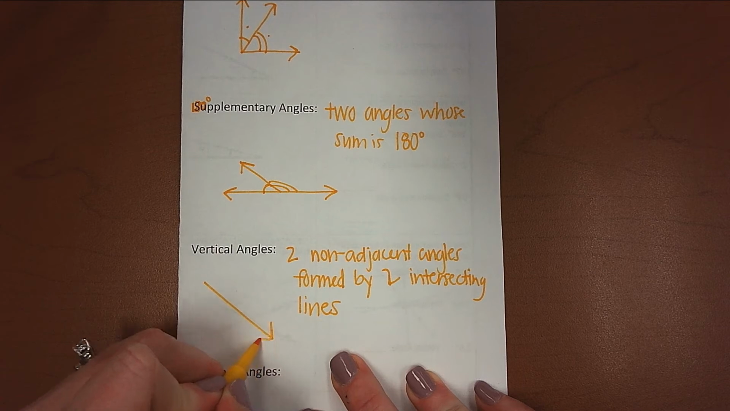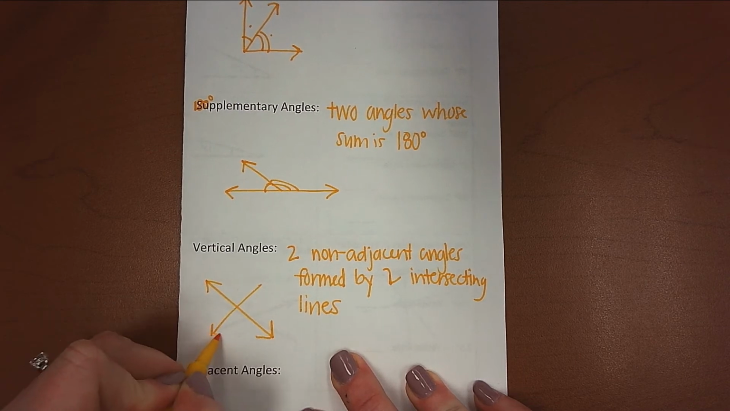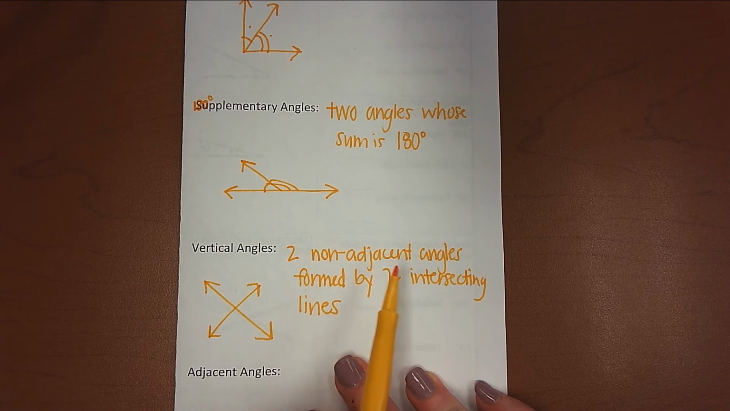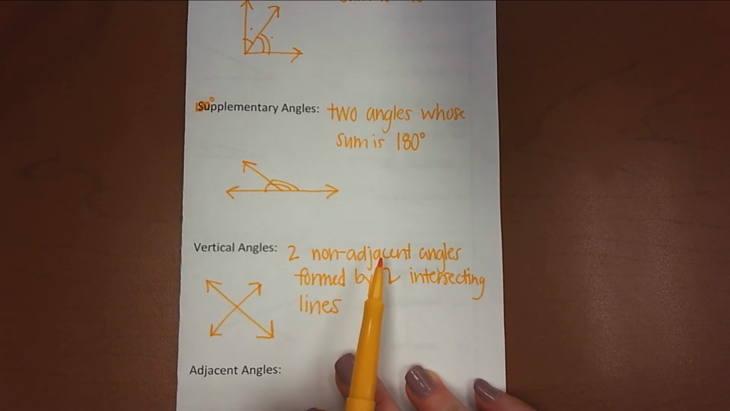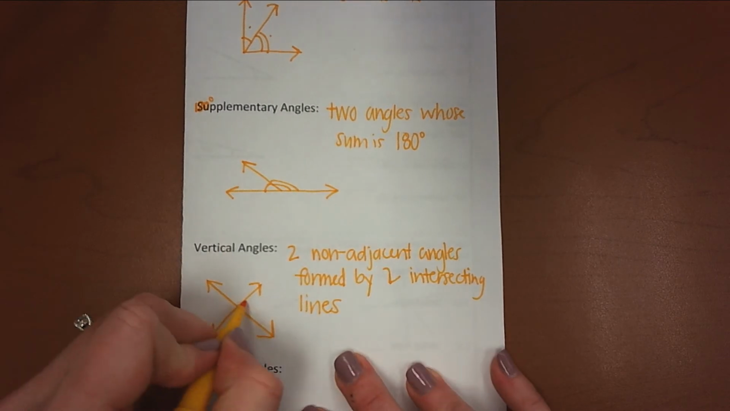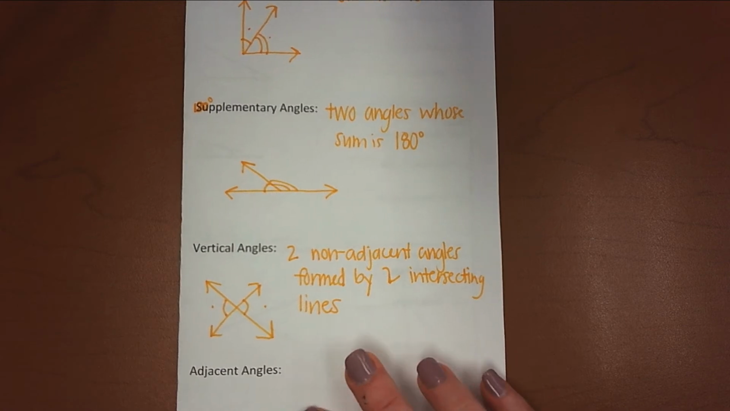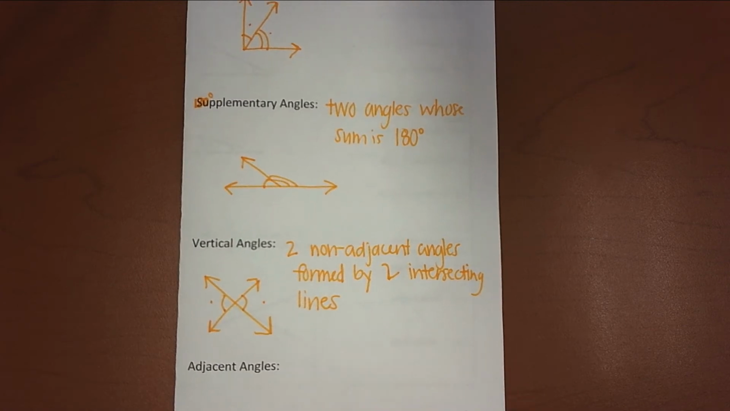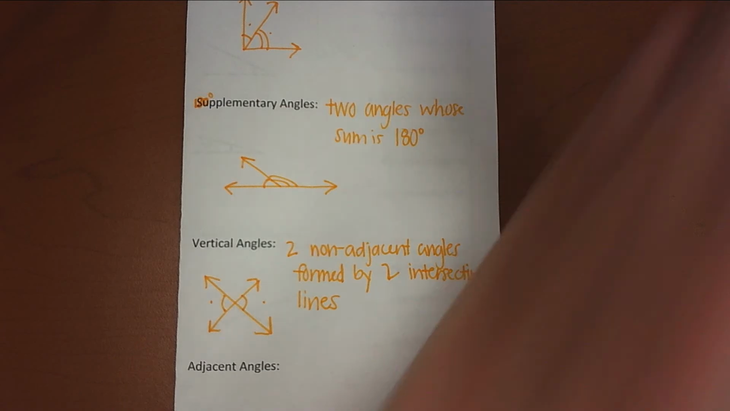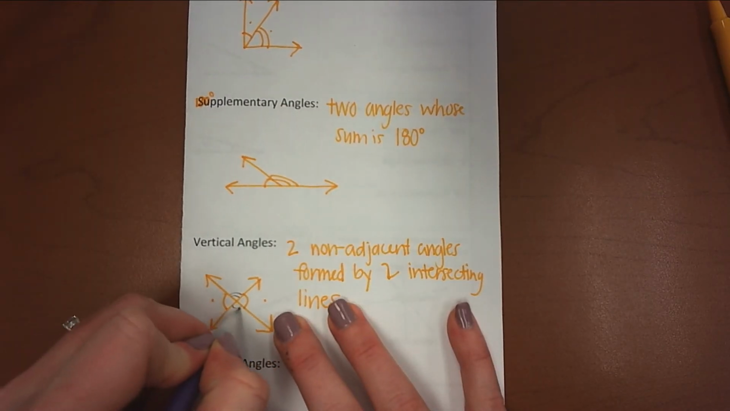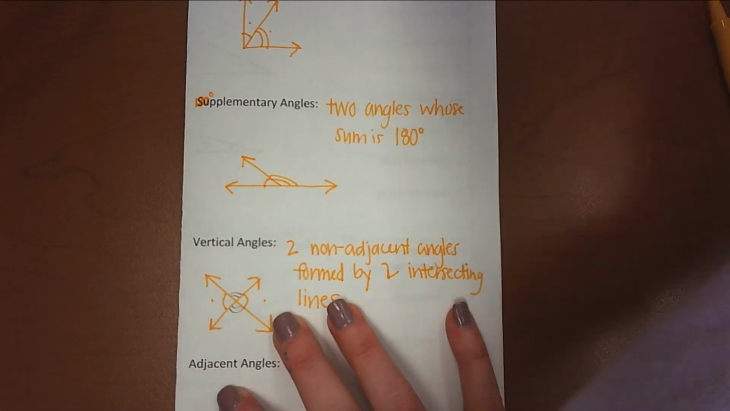I get that here's a line that intersects another line, but non-adjacent may or may not be a familiar word to you. Adjacent means next to one another. So if they're non-adjacent, that means not next to each other. So in this case, vertical angles are the two that are across from each other. These two are what we call vertical angles. And then there's also another set of vertical angles here. If you look right here, this is a vertical angle with this as well.